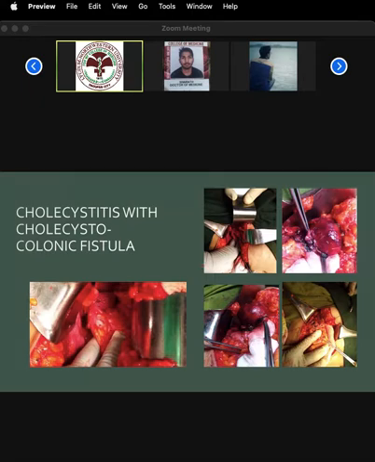Okay, so this is the gallbladder. This is the hepatic flexure of the colon, and that is the fistulous tract. So we did cholecystectomy, and then we repaired. Since there was no spillage, we just repaired the mouth of the fistulous tract on the side of the hepatic flexure.